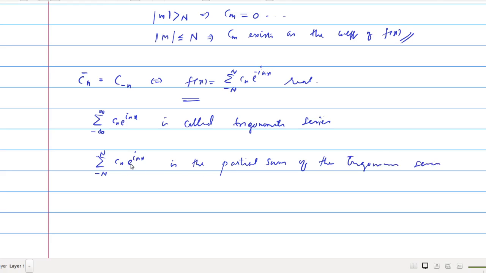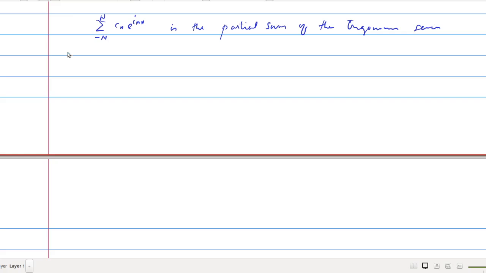So using the convergence of this sequence of partial sums, we can get the convergence of this trigonometric series as well. Now we have the definition of Fourier series. The above discussions lead us to define this Fourier series.